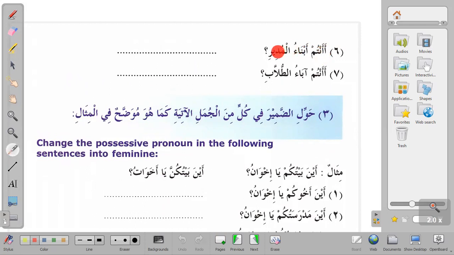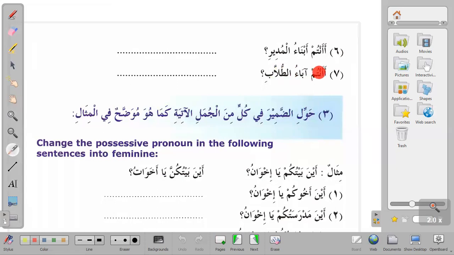Antum abna'ul mudiri. If you are changing it, it will be what? Antunna banatul mudiri. Instead of abna'u, it will be banatul mudiri. Did I say antum here? I have to change it to antunna, right? Antum aba'ul tullabi. So here antunna. In this default form, it means: are you the fathers of the students?